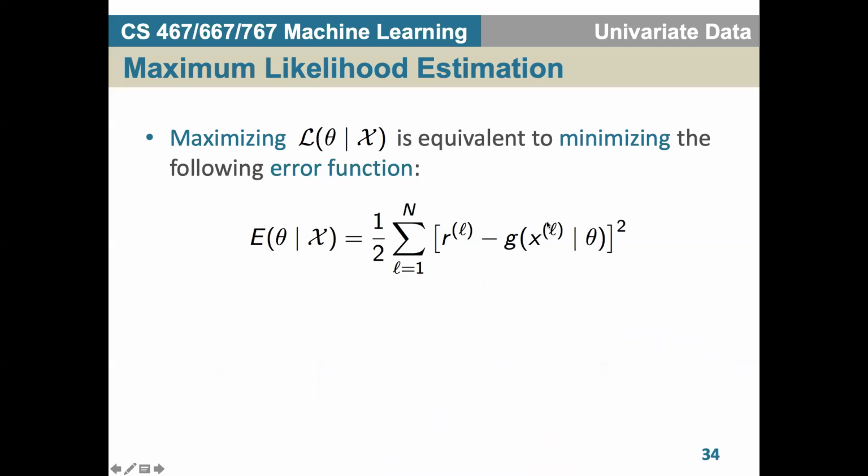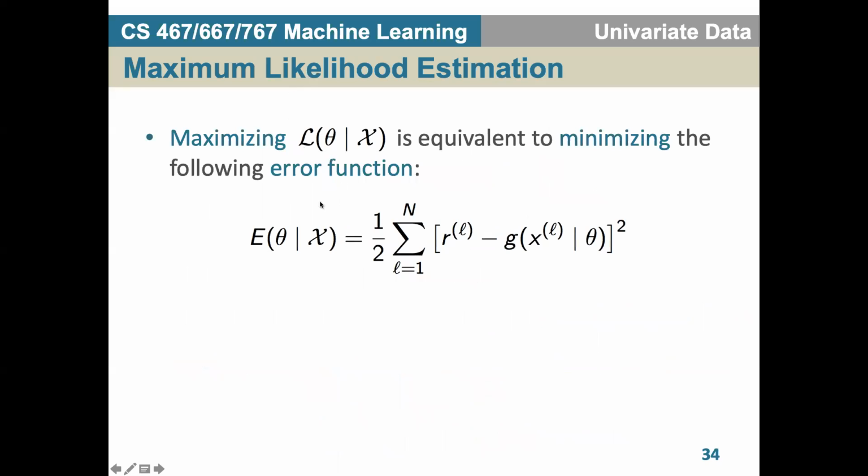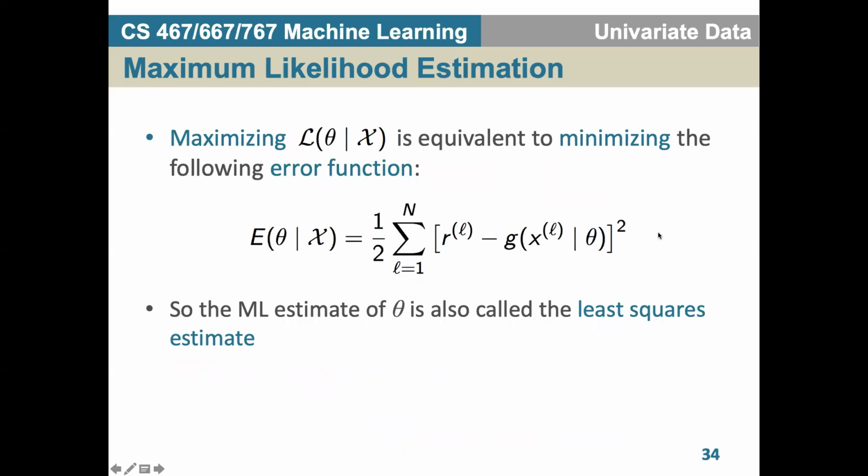The mean square error has some theoretical guarantee and is relevant to maximum likelihood estimation. If you think about the case with constant random noise, then these two are equivalent. Maximum likelihood is equivalent to minimizing the sum of squares. So the maximum likelihood estimate of theta is also called the least squares estimate.